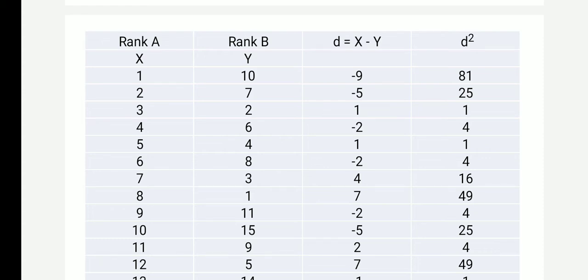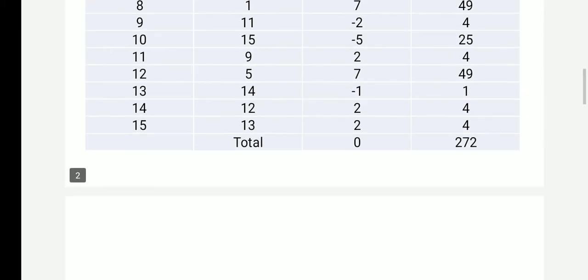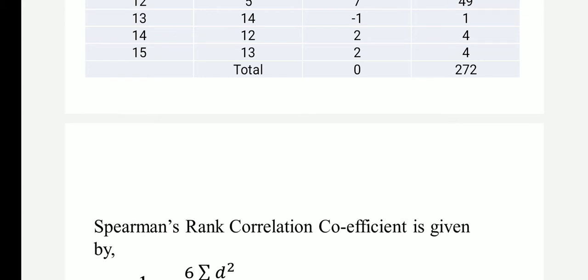Remember that. If you are given values that are qualitative, you have to assign ranks to them. Once the ranks are given, we take the deviation, and the square of the deviation is d squared. Then take the sum of that. Here in this case the total is 272.